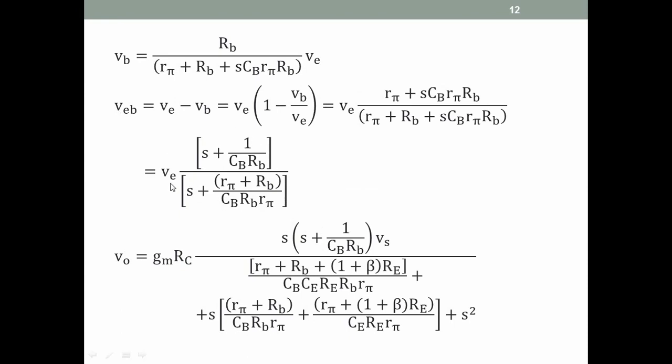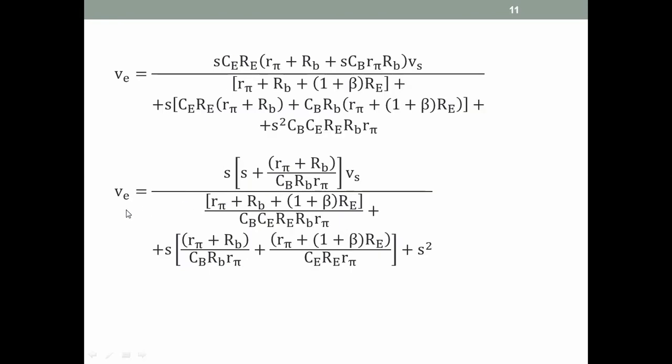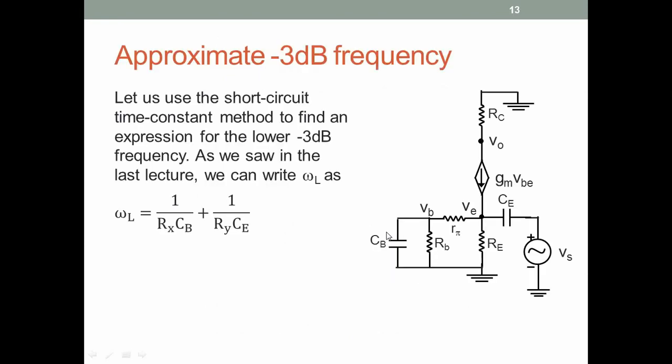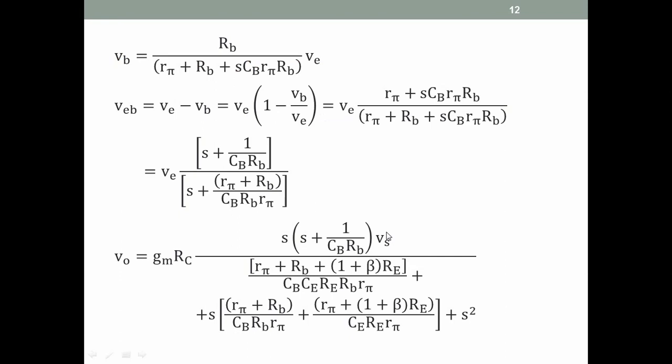Which is this into VE. And VE we found already. So all this. Okay, so you go through this. I think it is too much to try to explain this in detail. As I said, you have to do it yourself. So this is the expression we get. Eventually, this is the transfer function VO by VS, the low frequency transfer function for the common base amplifier. Okay. So this is a transfer function.